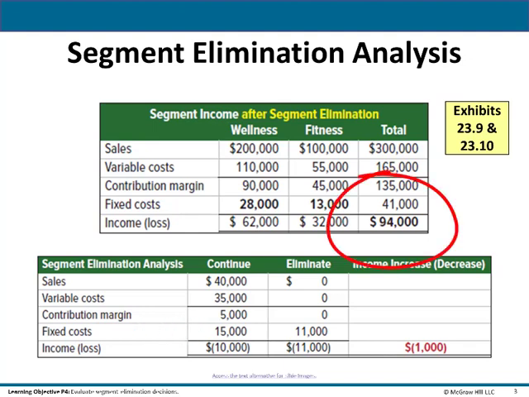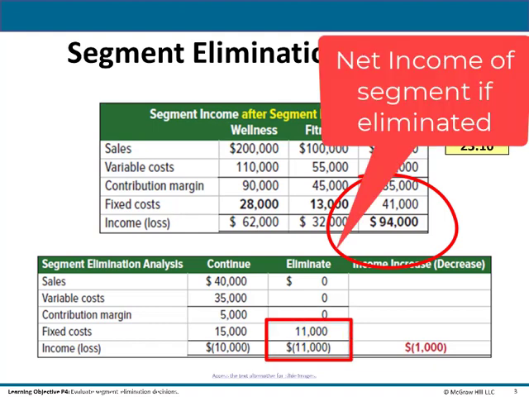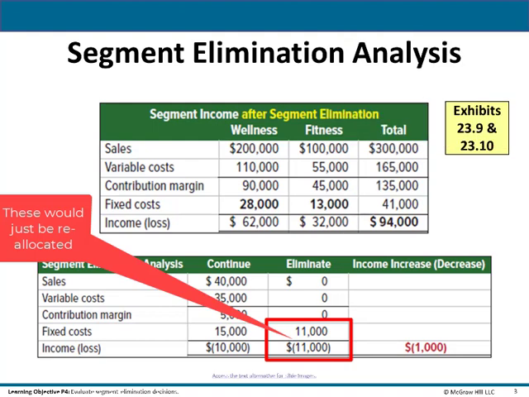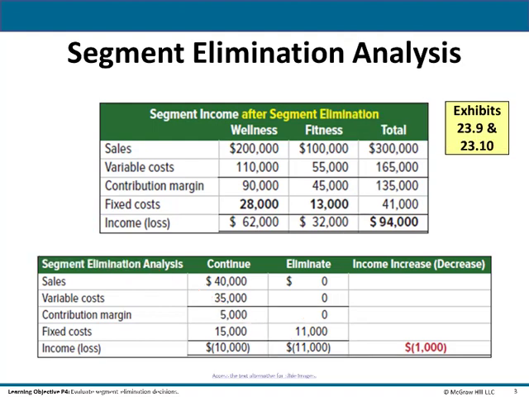We see that if the treadmill segment is eliminated, total income would actually decrease by $1,000, from $95,000 to $94,000. This means the treadmill segment should continue. The same decision is made using the segment elimination analysis as you see on the screen.